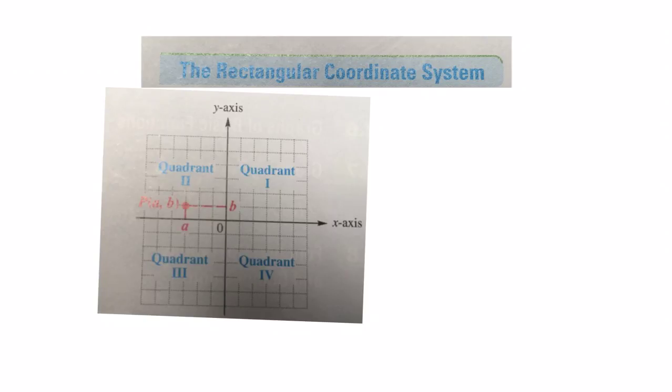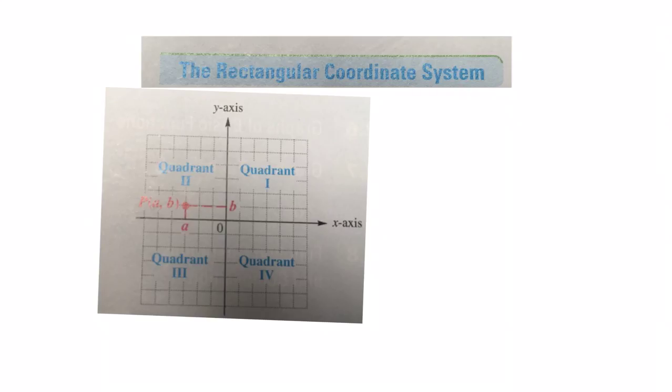The rectangular coordinate system consists of two axes, which divide the graph into four parts, which we call quadrants. Here's a picture. If you notice, it has two axes called the x-axis and y-axis, and the quadrants are labeled quadrant 1, quadrant 2, quadrant 3, and quadrant 4, and I'm sure you can see the order in which they're labeled.